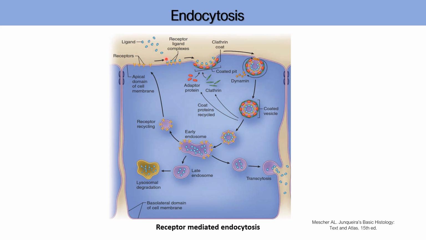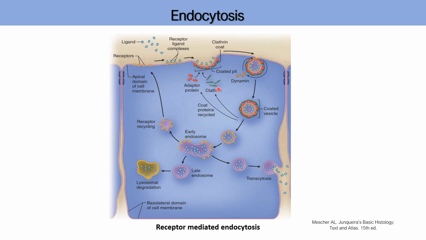Ligands will bind with the receptors and form receptor-ligand complexes. These complexes associate with the adaptor protein and clathrin, and they aggregate in the membrane region of the cell and form the coated pit. This is the coated pit.